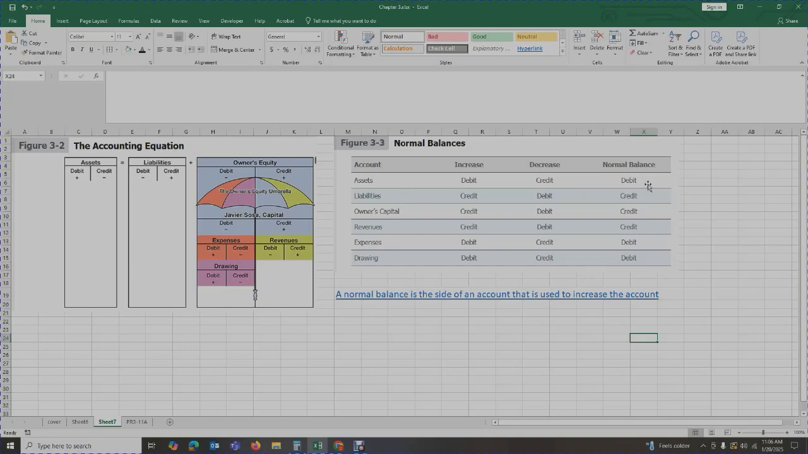assets should always be on the debit side. Your balance for liabilities should always be on the credit side. Your balance for owner's capital should be on the credit side. Your balance for revenues should be on the credit side. Your balance for expenses should be on the debit side, and your balance for drawing should be on the debit side. And we will illustrate that in the next problem, where we're posting these transactions to our T accounts so we can see whether the ending balance is on the debit side or the credit side. Okay?